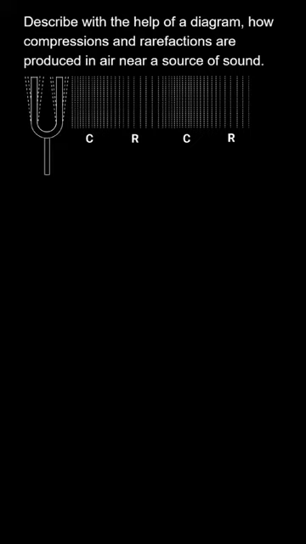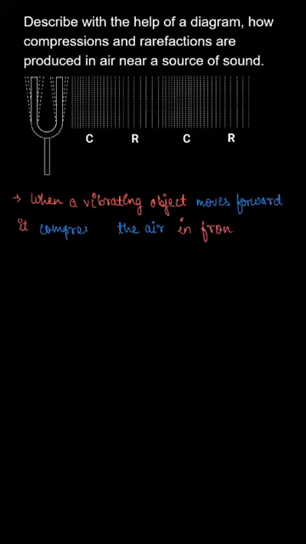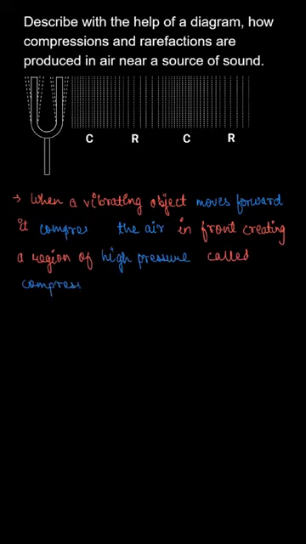Now, we know that sound is produced via vibrations. So, when a vibrating object moves forward, it will compress the air particles which are next to it, and in front it will create a high pressure region, and that high pressure region is called compression. So that is the region over here where you can see the air particles are very close to each other.